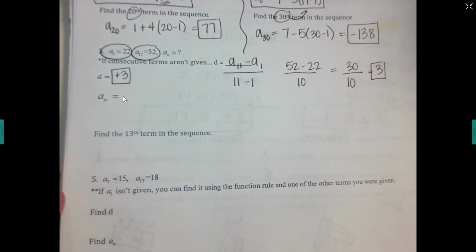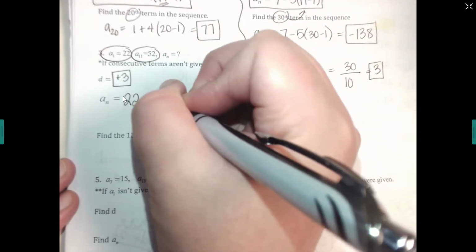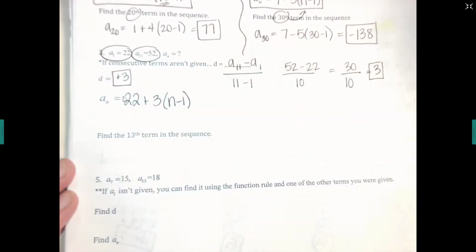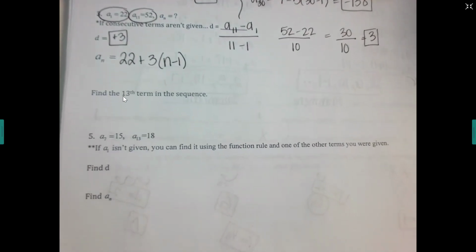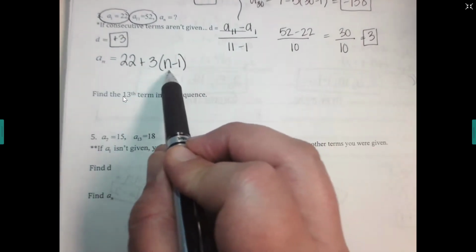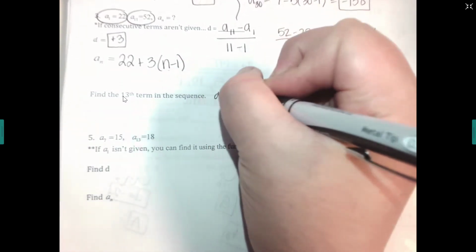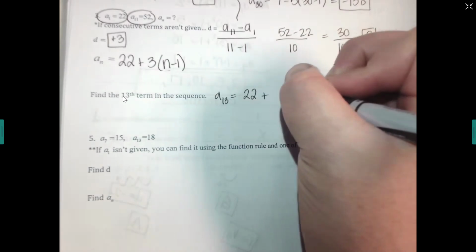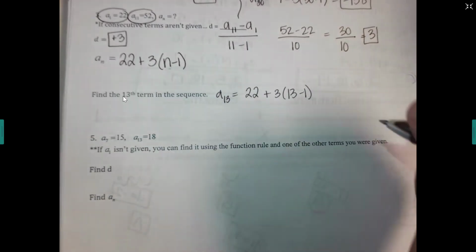And then I can write my formula. What's the first number in the list? 22. I'm going to add 3 each time, but not on the first one. Okay, and then right below that, you're asked to find the 13th term in the sequence. So you just pop a 13 into that spot right there. So it'd be a sub 13 equals 22 plus 3 times (13 minus 1).